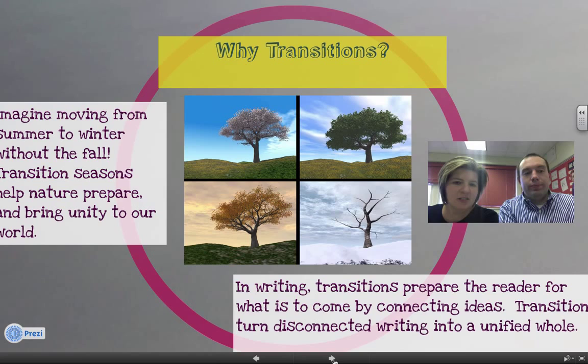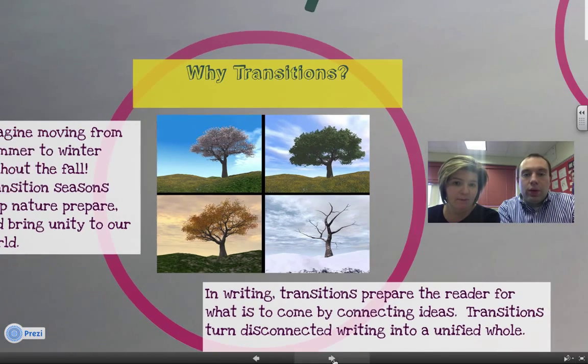You could think of transitions as kind of like the seasons. Can you imagine if we went from 90-degree summer weather in July to boom, zero weather and snow with no transition of fall? So we could think of your transitions as you're writing as kind of like the transition of spring and fall and what they do to the seasons. The transition seasons of spring and fall help nature prepare for the harshness of coldness of winter and the hot of summer. And so in writing, transitions prepare the reader in that same way for what is to come by connecting ideas. Transitions turn disconnected writing into a unified whole.